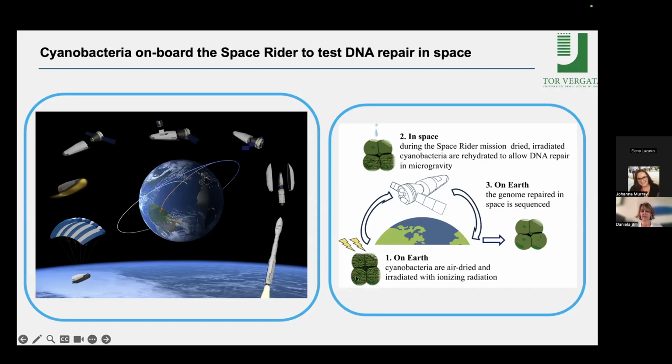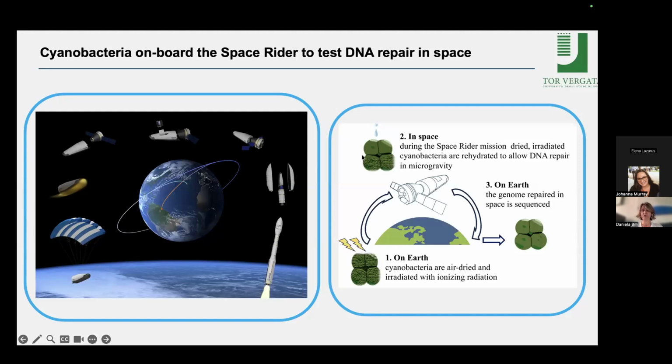And the experiment that we proposed, and that has also been selected, is based on the past knowledge from the experiment performed outside the ISS. We will dry cyanobacteria on Earth. We will expose them to ionizing radiation. Then they will be integrated into a payload that is actually a miniaturized photobioreactor, so that we can perform the in-orbit rehydration and allow DNA repair to occur under microgravity, because what we have seen before was the repair under Earth conditions.